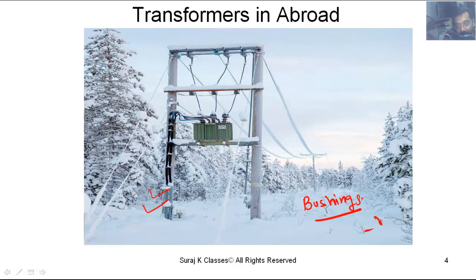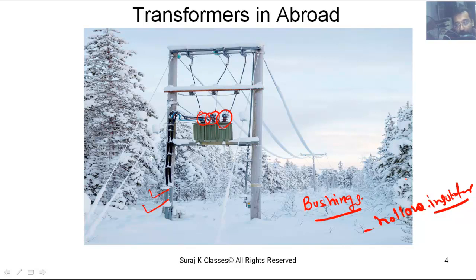Bushings are nothing but hollow insulator type construction, and I think you all know now what the insulator is, because in my last video I have already covered it. So everything is just interlinked. You have to keep on watching every single one of my videos so that you don't lose any important concept. Now see, these are the bushings.